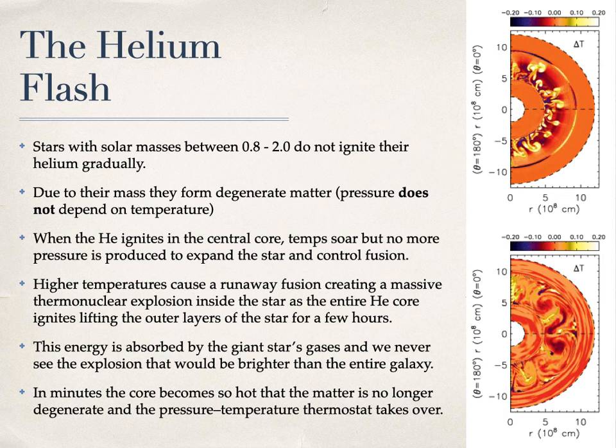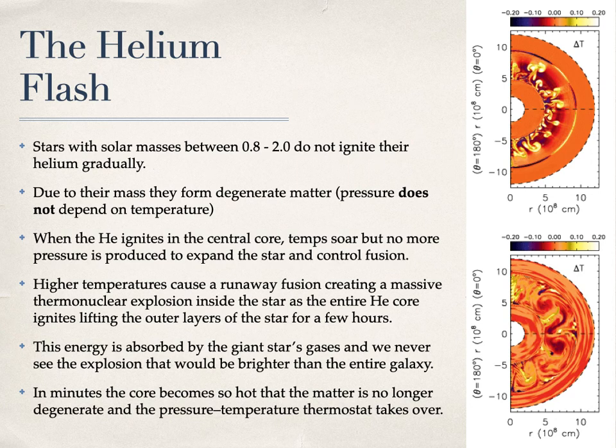Not all stars can undergo what's known as a helium flash. That's the answer there to number 18. It's only stars that have a mass somewhere between 0.8 and 2 solar masses. And I wrote there that they don't ignite their helium gradually. In other words, they ignite in a flash. It's a pretty big moment.